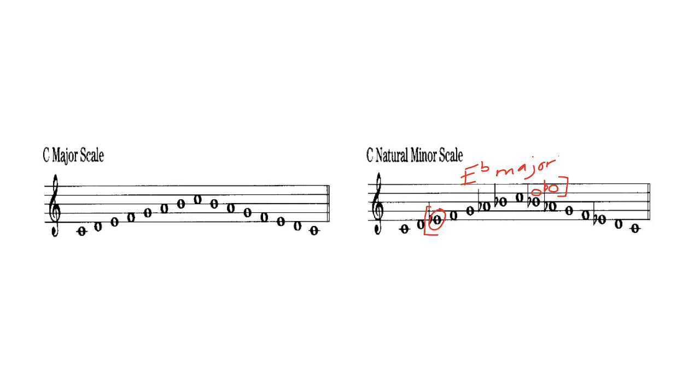If you start on the 3rd degree of the natural minor scale and go all the way up to the next 3rd, you get the relative major, in this case E flat major. The thing about natural minor is that the 7th scale degree is a whole step below the 1, so it doesn't point to the 1 as well as the 7 in the major scale.